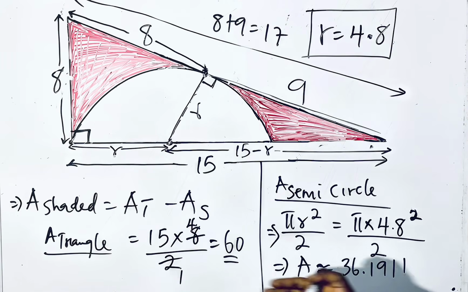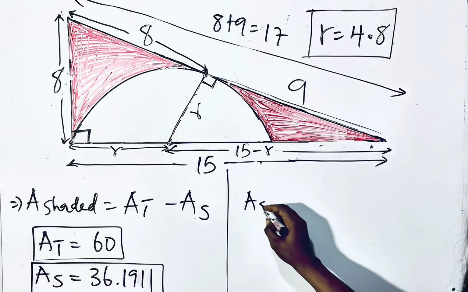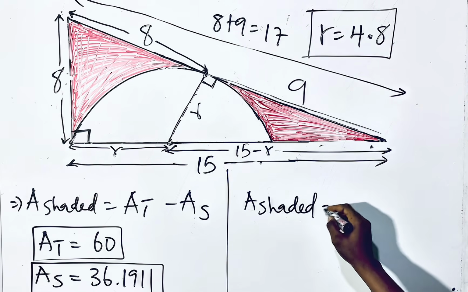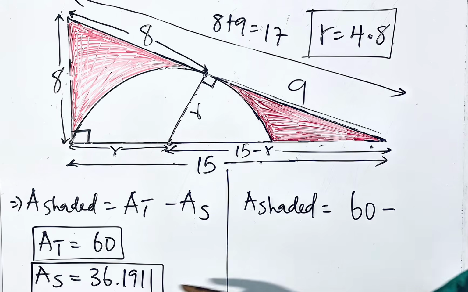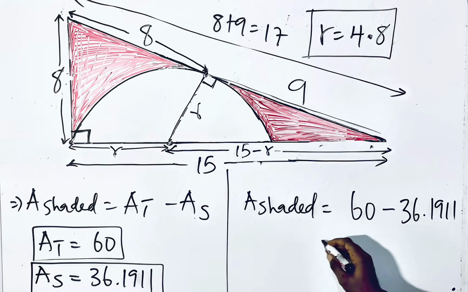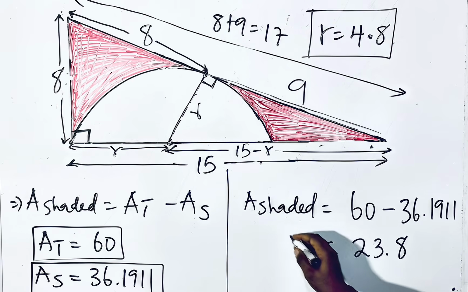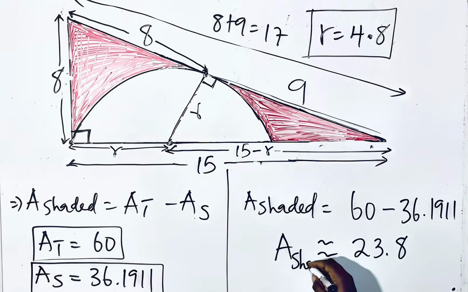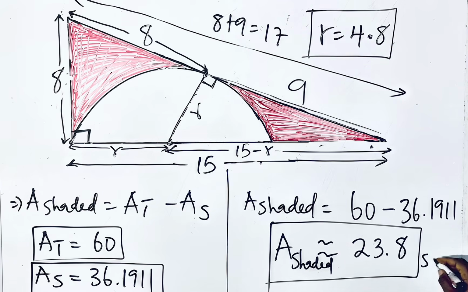Now let's get the area of the shaded region. Let's do it together. The area of the shaded region is equal to the area of the triangle, 60, minus the area of the semicircle, 36.1911. Subtracting this is approximately 23.8. So this is what we have for the area of the shaded region in square units.